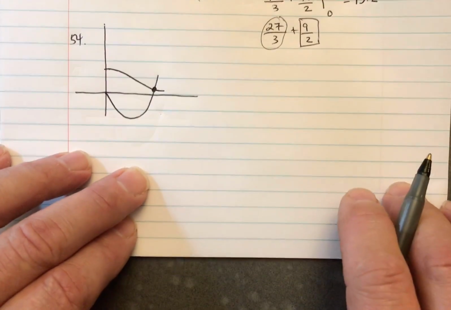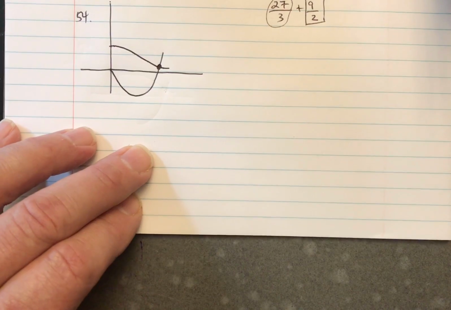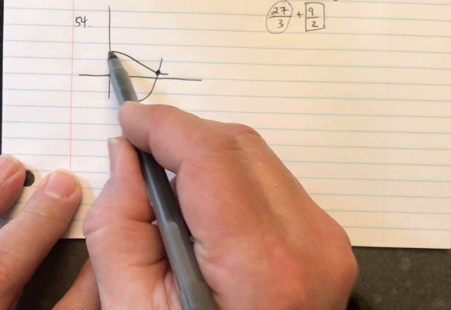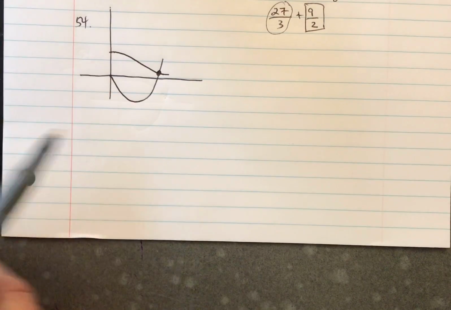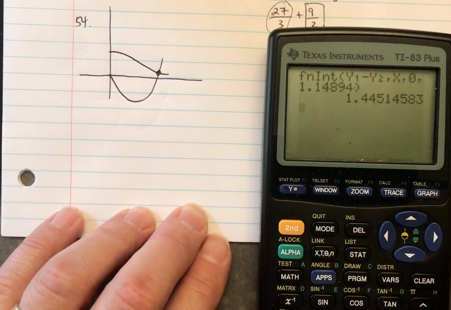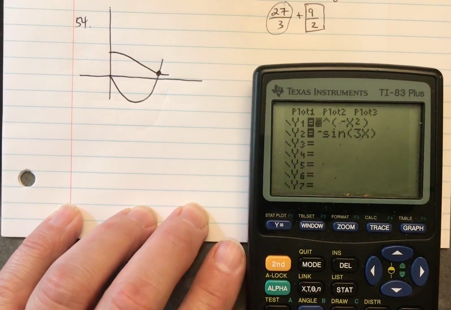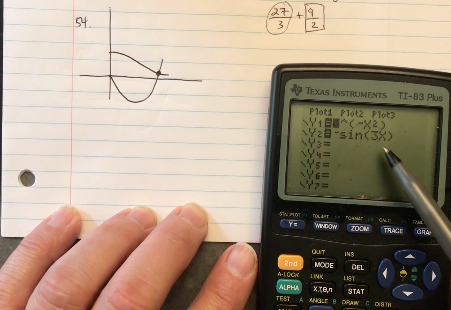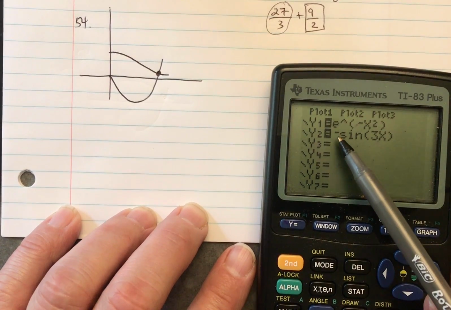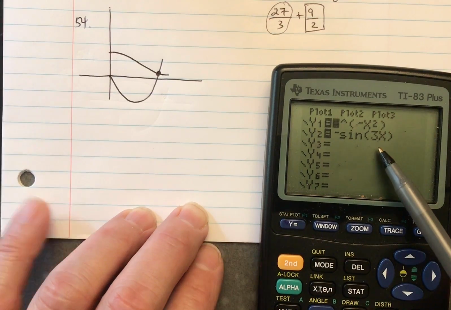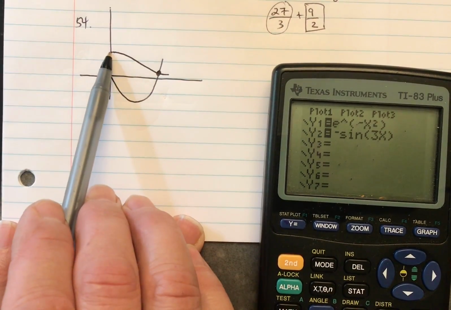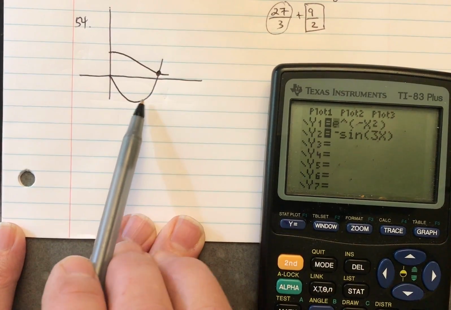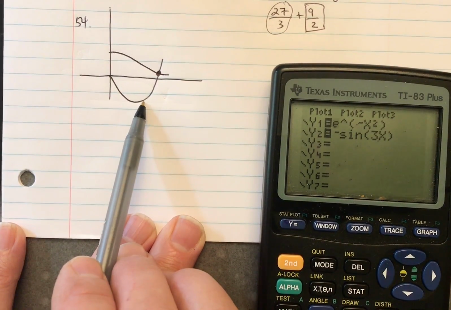Now for number 54, here we're going to use our graphing calculator. When I entered this into my calculator, I used y equals e to the minus x squared. And then I put in negative sine of 3x. And this one is the exponential function. And here is my negative sine of 3x.